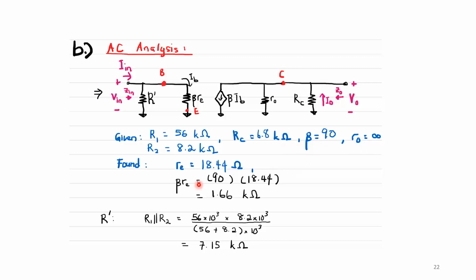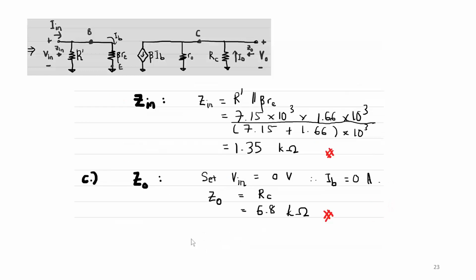We have already found re, which equals 18.44 ohms when we did DC analysis. So beta re is going to be 90, which is the given beta, times re, the value that we found, 18.44, which is going to equal 1.66 kilo ohms. Now we are ready to go on to the next slide, which is calculating the two-port network parameters.